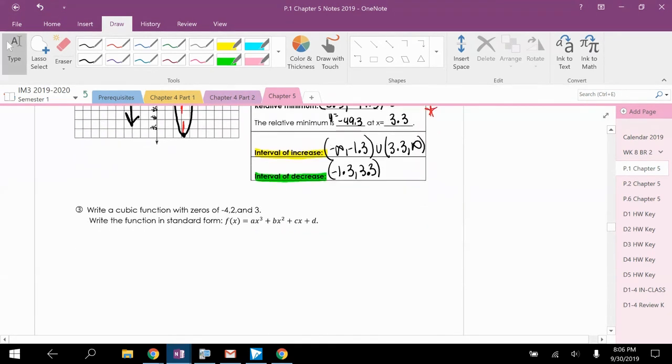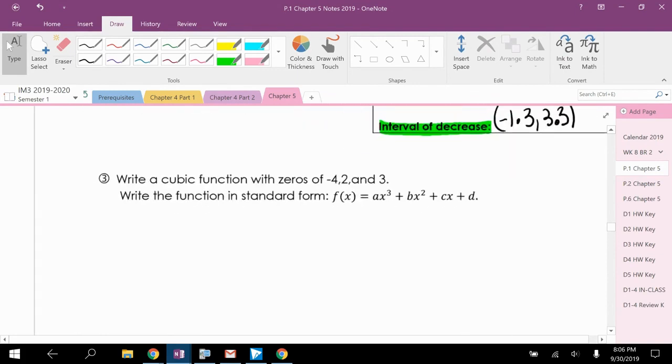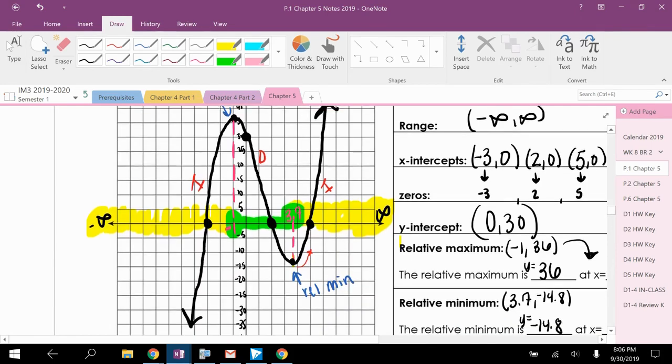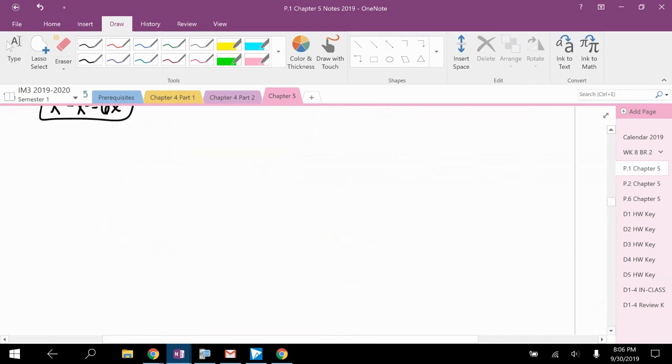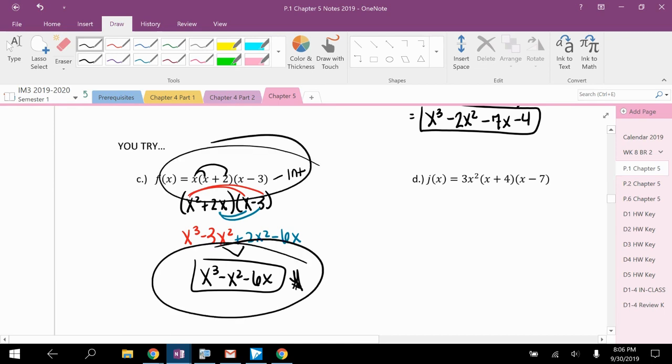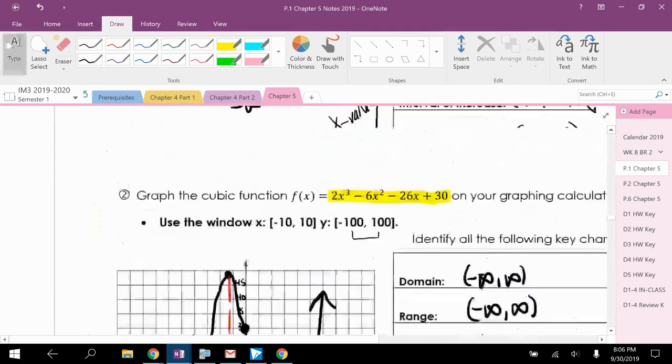Okay, the next part. Write a cubic function with zeros of negative 4, 2, and 3. Write it in standard form. I'm not going to have you guys write it in standard form. I want you just to focus on these graphs. Standard form would be what we did yesterday. So up here, if I go back, this guy would be standard form, and this would be intercept form that we learned yesterday. So intercept form versus standard form. Okay, so we're not going to do that. We're just going to write it in intercept form.